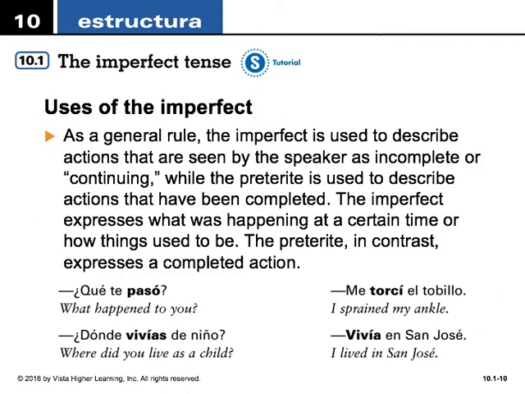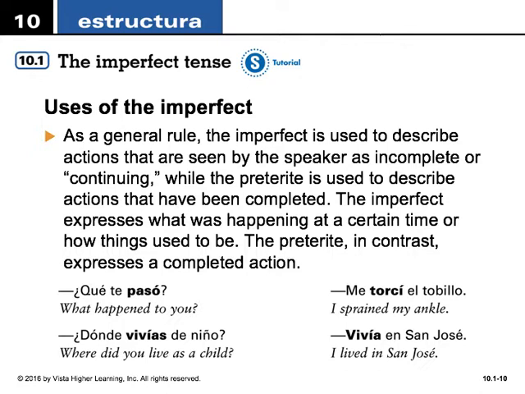So as I said before, as a general rule, the imperfect is used to describe actions that are seen by the speaker as incomplete or continuing, while the preterite is used to describe actions that have been completed. The only difference is the verbal aspect, no? The imperfect expresses what was happening at a certain time or how things used to be, and the preterite, in contrast, expresses a completed action. ¿Qué te pasó? What happened to you? Me torcí el tobillo.